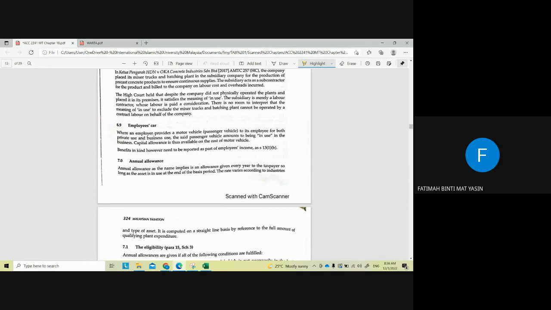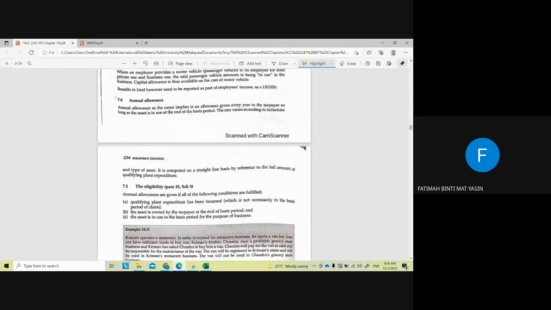Okay, so this one you can also read on your own. Okay, so the next one, annual allowance. Annual allowance, as the name implies, is an allowance given every year to the taxpayer so long as the asset is in use at the end of the basis period. The rate varies according to industries and type of asset. It is computed on a straight line basis by reference to the full amount of qualifying plant expenditure.